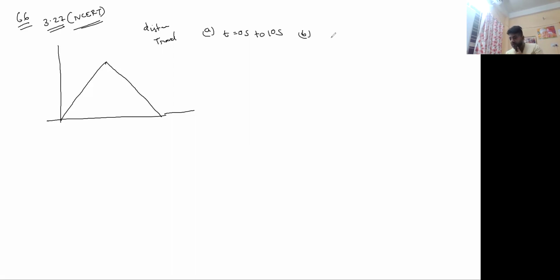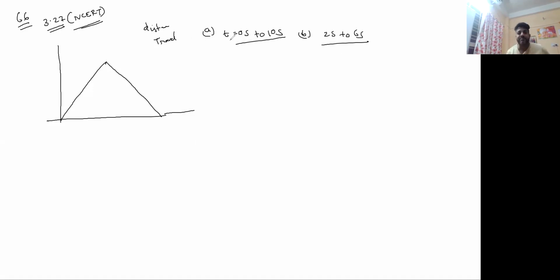Second question, between 2 second to 6 second. So distance traveled from 0 to 10 second, distance traveled from 2 to 6 second, and then what is the average speed of the particle over the interval in A and B.